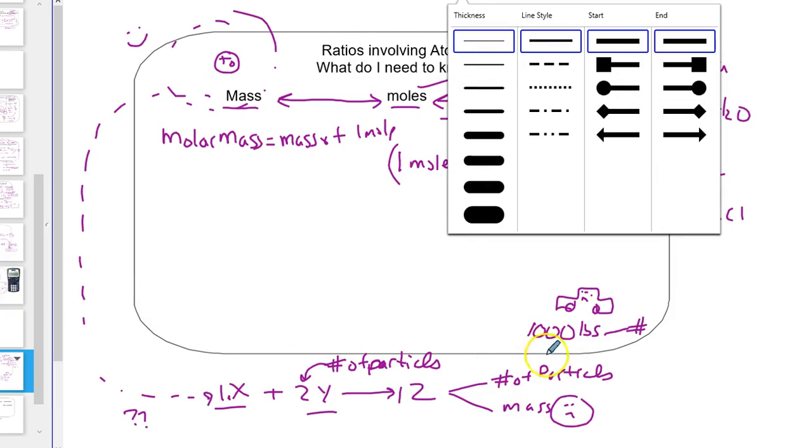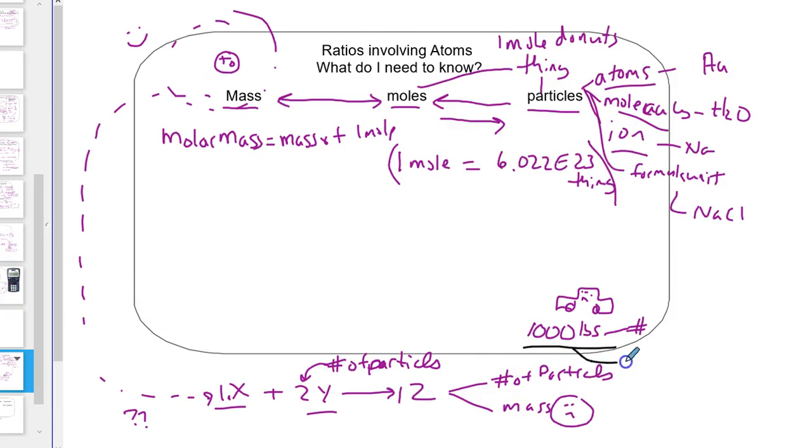You could say you have 1,000 pounds of people. Well, what's the weight of your people? If they're each 200 pounds, well then you've got 5 people. So really I need to know my weight per particle. And that's kind of what we're doing here. So this is the mass of 1 mole. How do we know the mass of 1 mole?